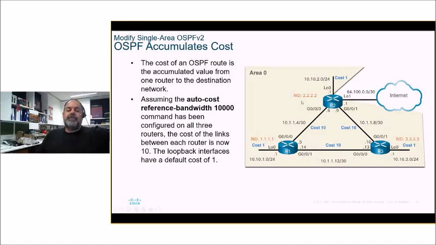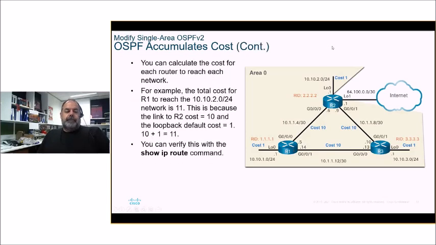Okay, now of course the metric for OSPF is actually the cumulative cost. And so basically, if it goes over 3 links, you know, 2 of them have got a cost of 1 and one's got a cost of 10, it will end up being a cost of 12 for that particular path. So of course, the shortest path, or the lowest cost, is the best path. You can calculate the cost for each router to reach the end network, and of course check that it's all behaving as it should.